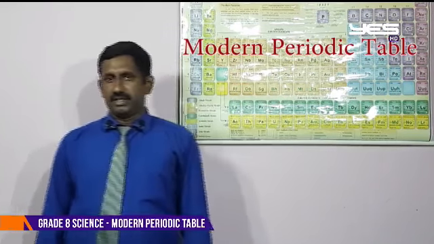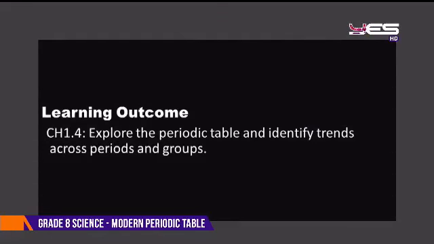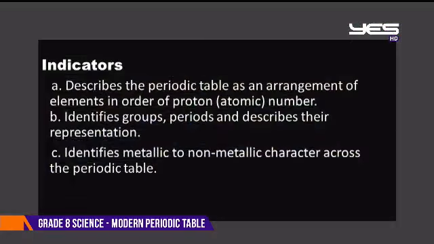So first we can check the learning outcome. What is our learning outcome? Our learning outcome is explore the periodic table and identifies trends across periods and groups. And what is the indicator? Our indicator is describes the periodic table as an arrangement of elements in the increasing order of proton or atomic number, then identifies groups, periods and describes their representation, identifies metallic to non-metallic character across the periodic table.